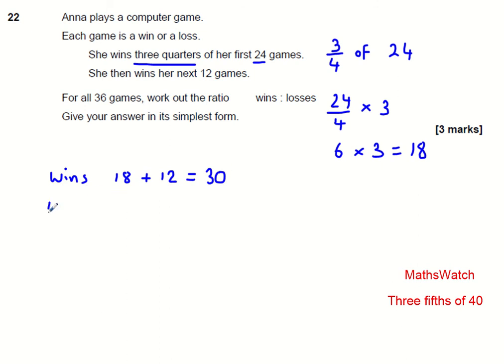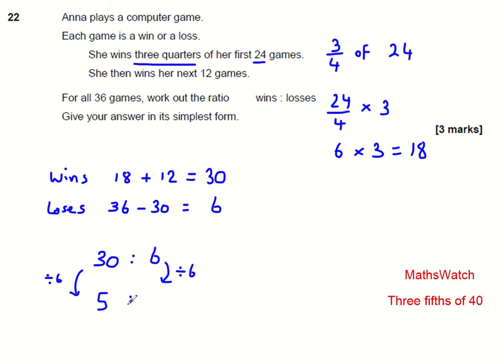She loses 6 games. That's the 36 total games minus the amount that she won, which means she loses 6. So as a ratio of wins to losses, the wins is 30, the losses is 6, and we now need to give this answer in its simplest form. These can both be divided by 6, so if I divide both numbers by 6, we'll work out that our final simplified ratio is 5 to 1.